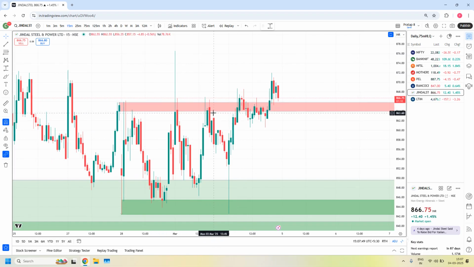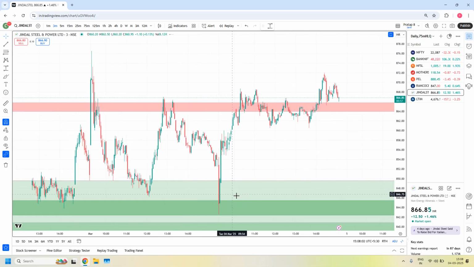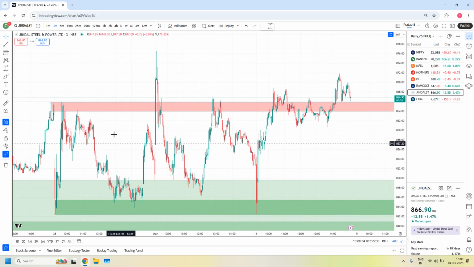So nothing, the same thing. Today also it reached. Similar kind of profit you would have got from this aggressive trade setup. So this is the area the prices are moving. So this is a 3 minutes aggressive trade setup.